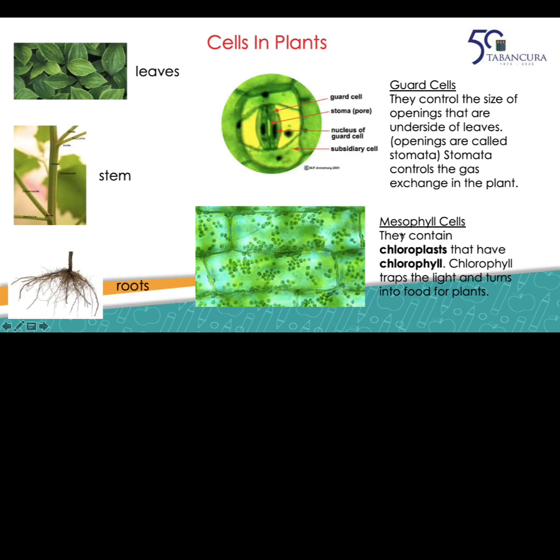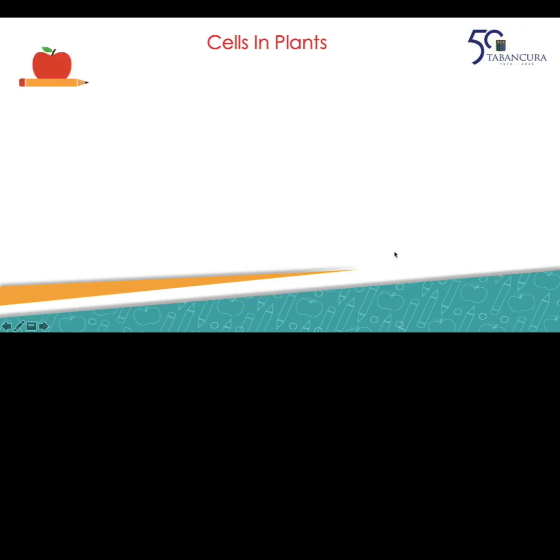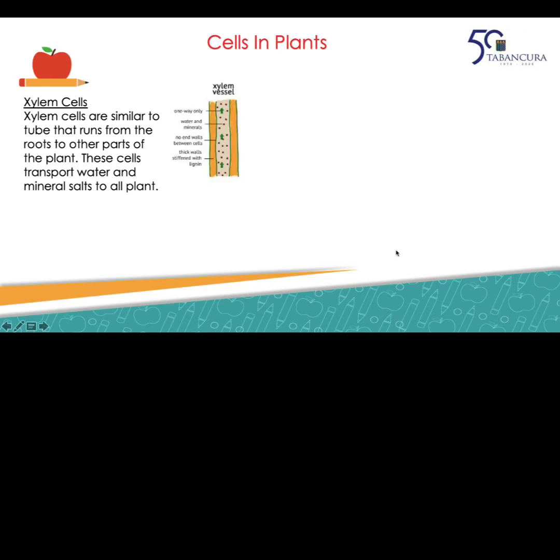Mesophyll cells contain chloroplasts that have chlorophyll. Chlorophyll traps the light and turns it into food for plants. Xylem cells. Xylem cells are similar to a tube that runs from the roots to other parts of the plant. These cells transport water and mineral salts to the whole plant.